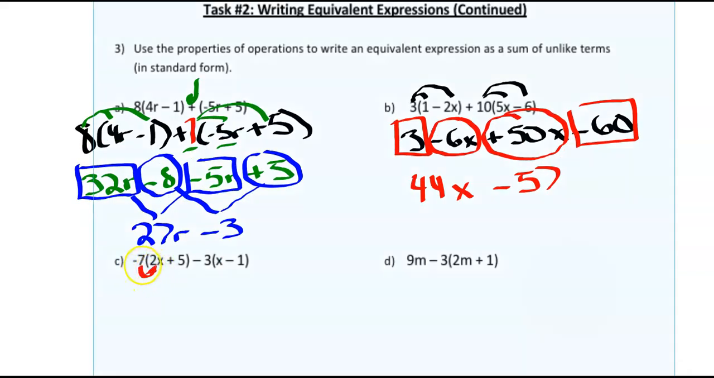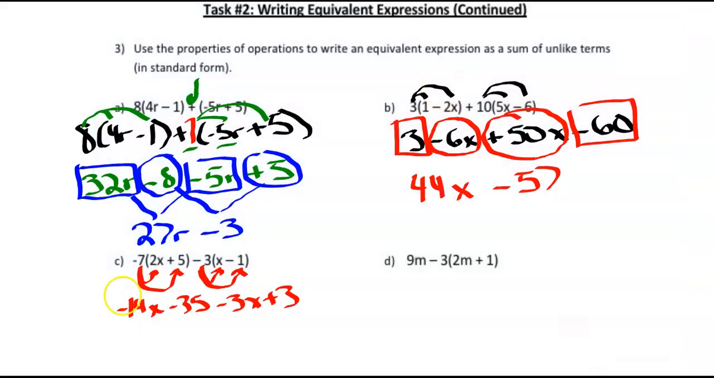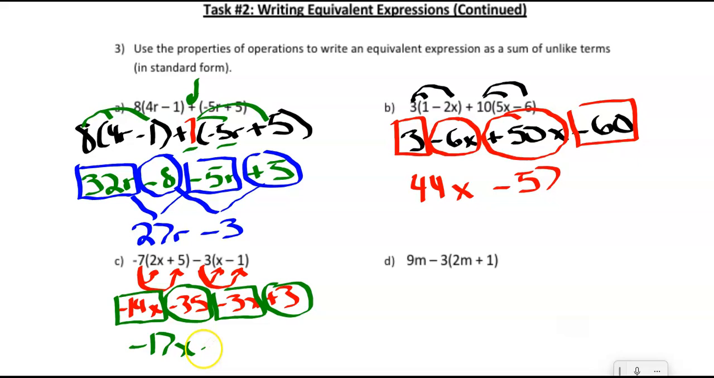Some people are naturally intimidated by a question like this because we have a minus sign in front of both sets of parentheses, but don't. You have your distributive property, and it's there to provide you backup. In this case, we have negative 14x minus 3x. That gives us negative 17x. And last, we have negative 35 plus 3, and that gives us a negative 32. Now on to the next question.